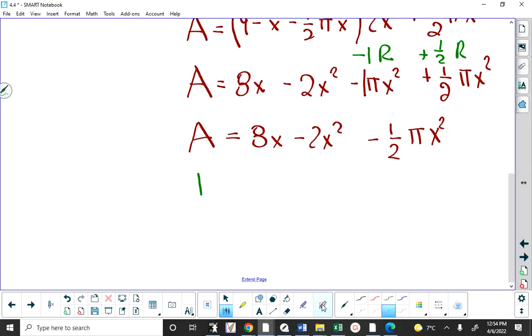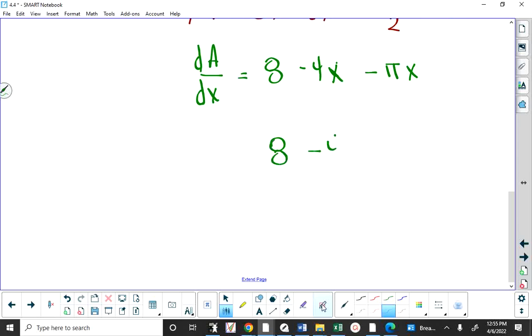Okay, so now I differentiate. dA/dx is equal to 8 minus 4x minus pi x. And the interesting thing here is, as complicated as this setup and function looked and was, you end up with a linear equation. The only thing is, this is a case, everybody, where I don't believe it's really easy to look at that and tell me the critical value of x. This is a case, and it's rare where I would recommend doing this, where you should actually write down that it's equal to zero and solve that equation.